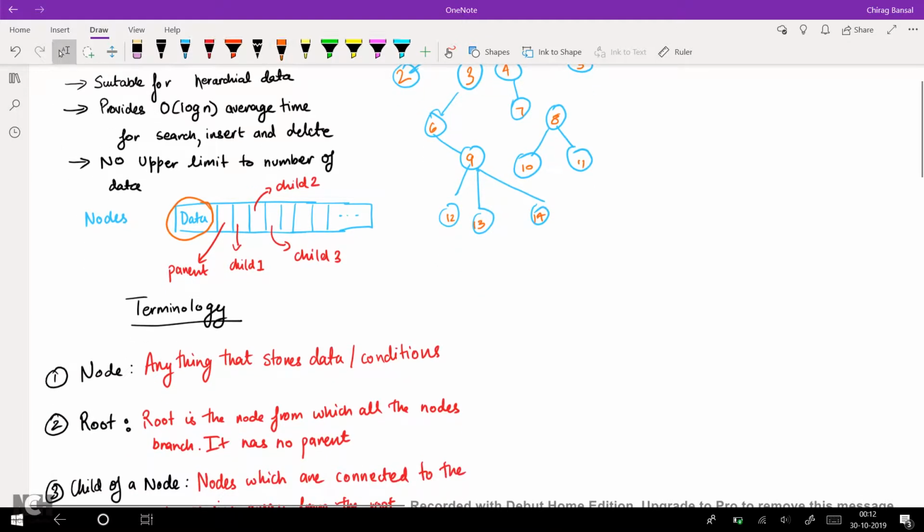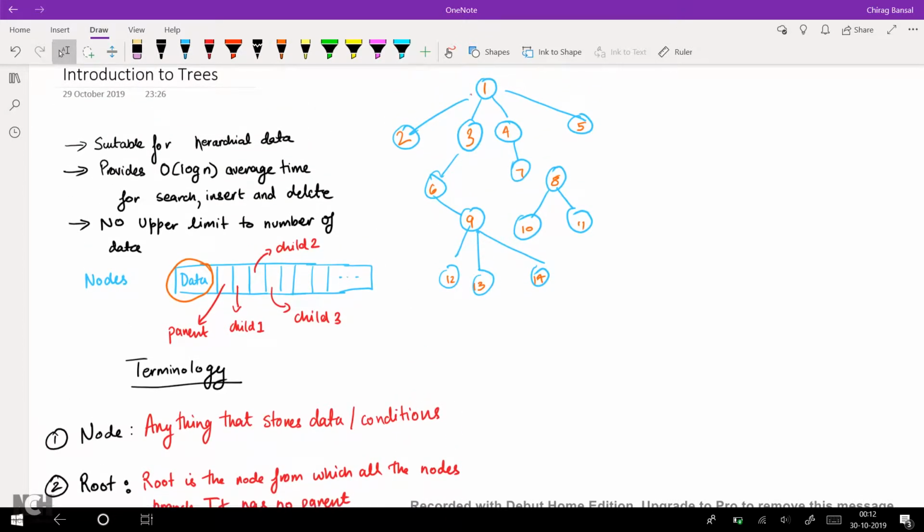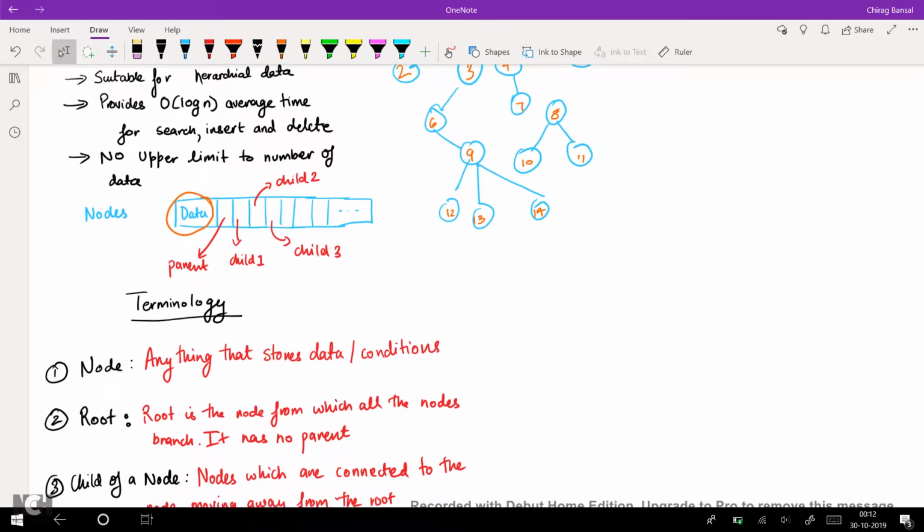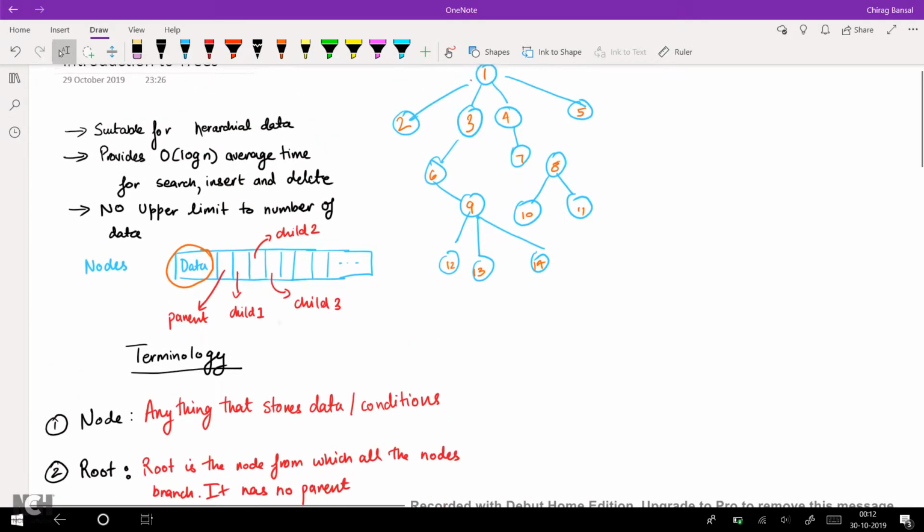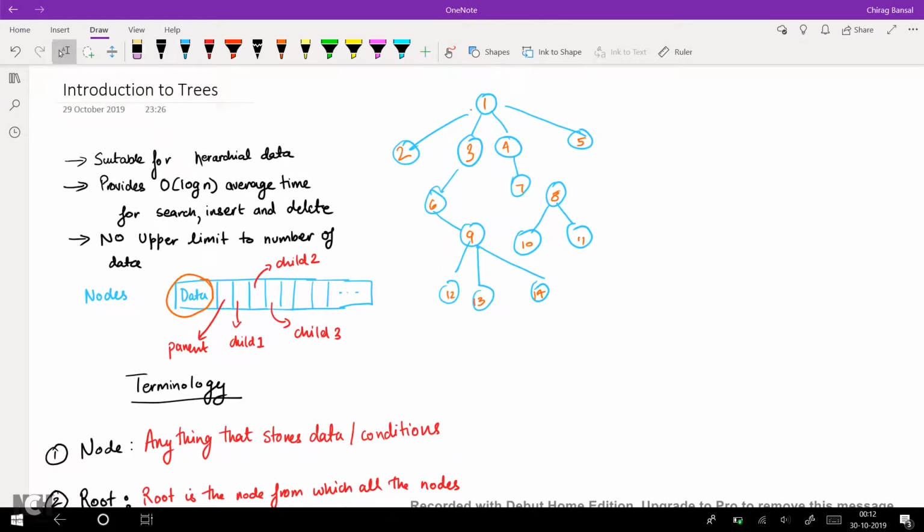So let's look at some of the terminology used for trees. Node. Anything that stores data or conditions is called a node. So a node of any tree contains some data and it contains references to the nodes connected to the particular node. For example, here we can see that the node has some data, it has a reference to its parent and it has references to a number of children.